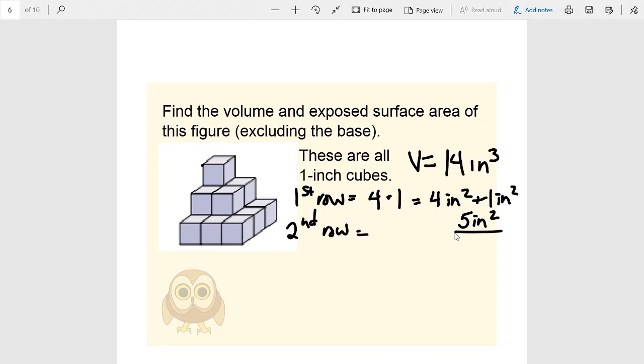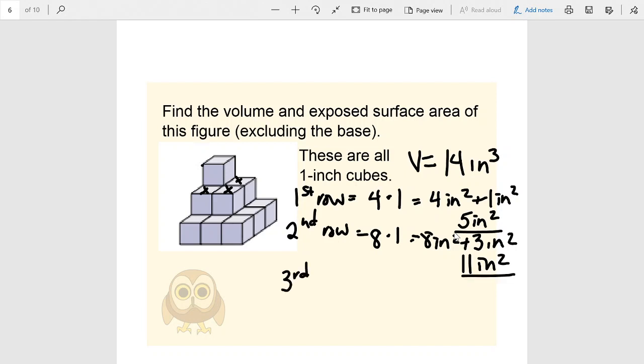Perimeter times height. So perimeter in this case is 2 by 2 by 2 by 2. Okay, think about going all the way around. So we have 8 times the height of 1 is 8 inches squared, and then we can add to it however many exposed bases I can see. And on this top row I see 1 exposed base, 2, and 3, meaning that I'm going to add to it 3 square inches to get a total of 11 inches squared for the second row.